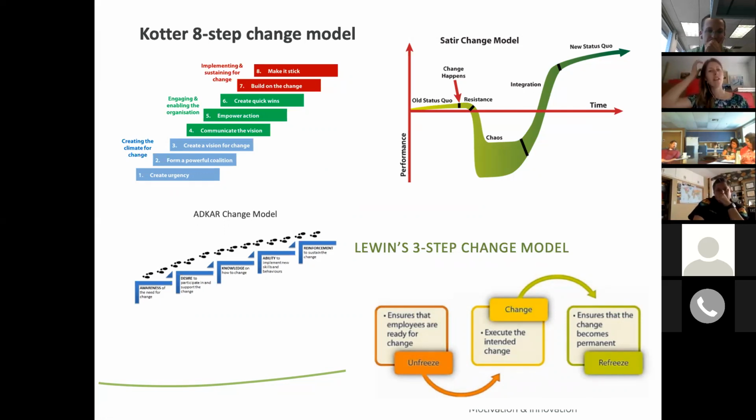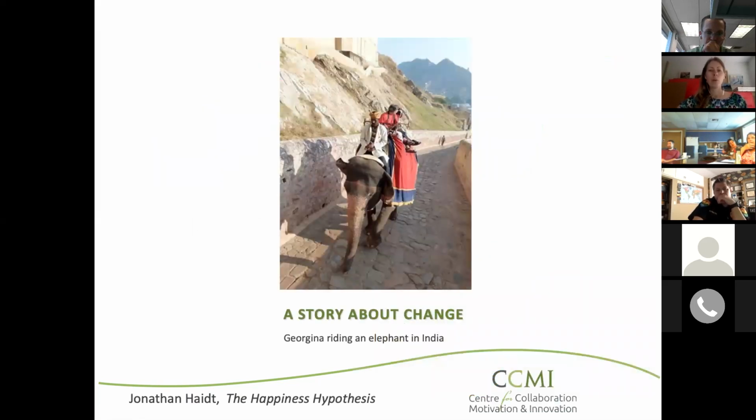John Kotter's 8-step change model, the ADKAR change model, which stands for awareness, desire, knowledge, abilities, and reinforcements, the Satir change model, and Lewin's 3-step change model. Those are some pretty common ones that you might find. But like I said, what I'd like to do is rather than dig into one of those models, to just talk about change management using an analogy.